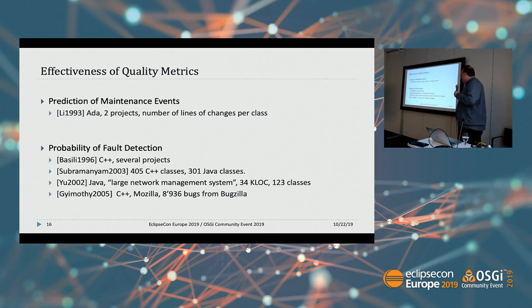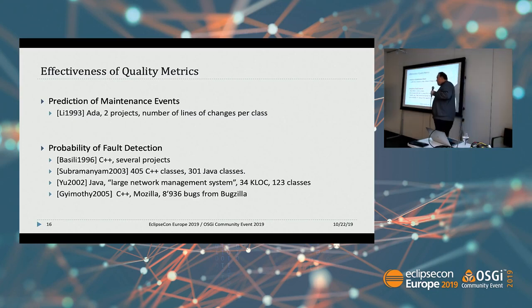The third one here, Yu and others in 2002, looked at what they called a large network management system. So you need to smile. It's 34,000 lines of code. I think those were even in 2002 not necessarily a large project, but that's academia. You can always claim 123 classes. If we are honest about it, also not a very large empirical base.